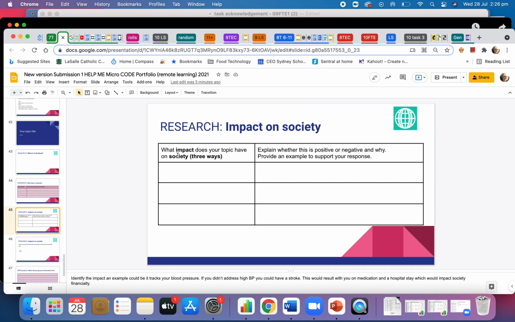Impact on society. What impact does your topic have on society? So you've got to suggest 3 ways and explain whether this is positive or negative and why. Provide an example to support your response. So I'm going to give you an example. We are an aging population. There's a lot of older people that work, and that's why they keep changing the time when you can retire, because there's not enough young people to be able to do all the jobs that we need to have done in our society.